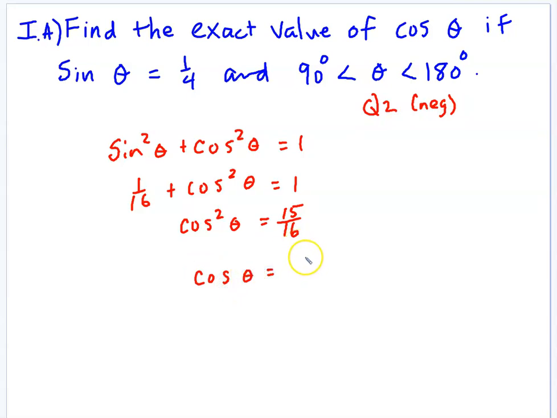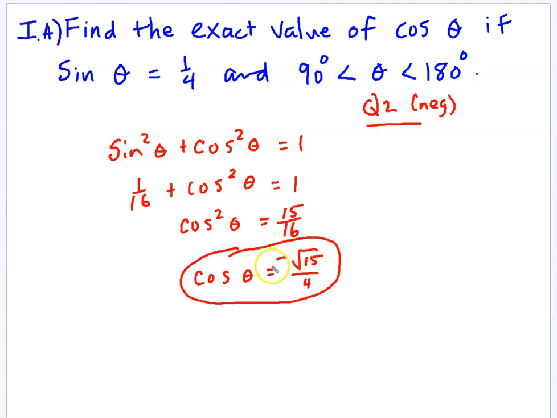Now your answers have to be simplified radical, no decimals, reduced fractions when possible. So I just did the square root of 15/16. I can't simplify the radical, square root of 15, but I can do the square root of 16, which is 4. And then the only thing left to do, again, remembering that I'm in quadrant 2 with this angle, my answer should be negative. And so there's my answer for number 1A example.